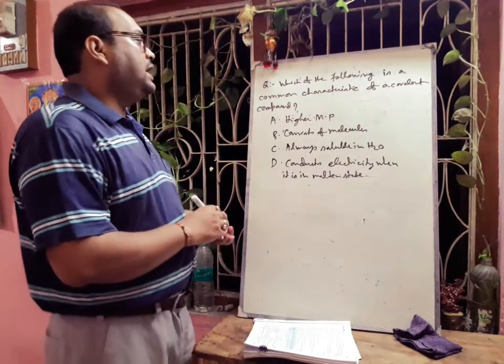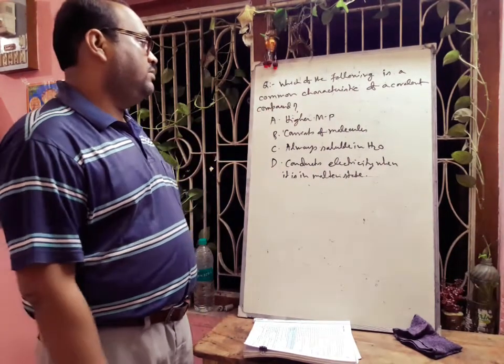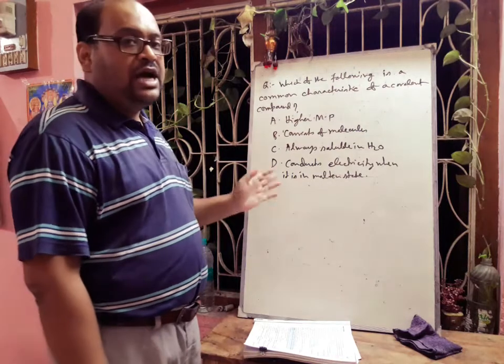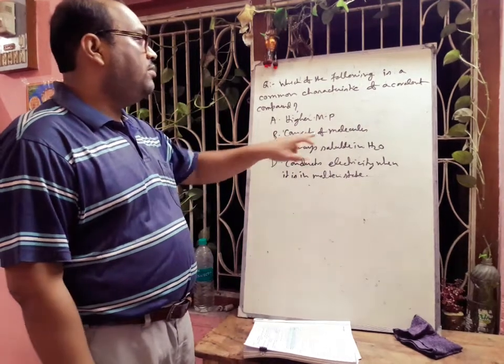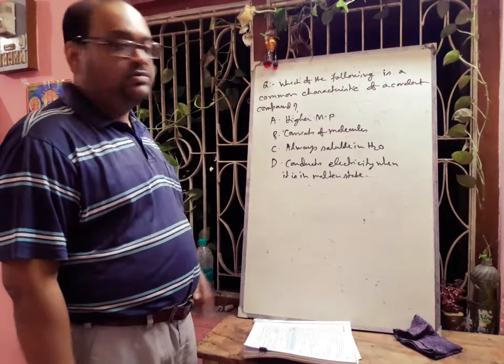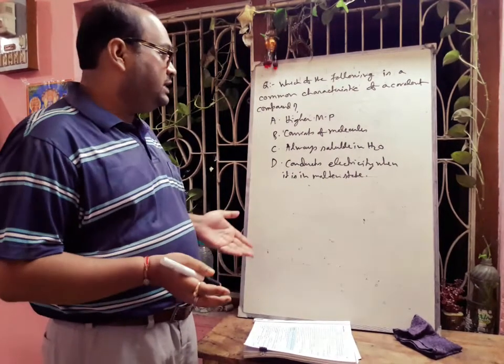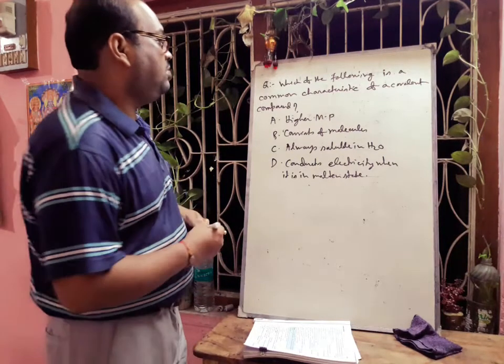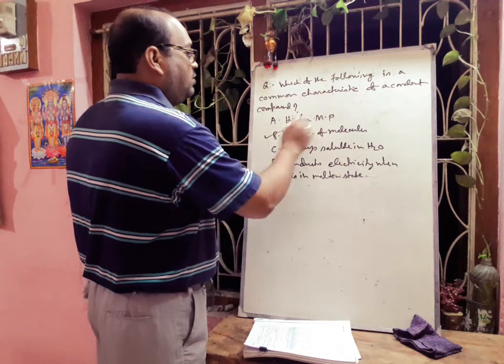So now what will be the answer? The question was which of the following is a common characteristic of covalent bond? Higher melting point: generally ionic compounds or electrovalent compounds have higher melting point. Next one is consisting of molecule. Definitely covalent compounds have bonds, they have direction, they have a particular shape, and definitely they are consisting of molecule. So this one is the correct common characteristic.